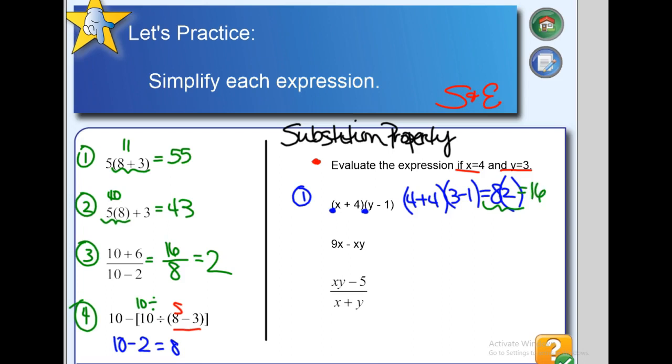Good job. All right, let's try problem number 2. We've got to substitute in our values for x and y, and then we're going to evaluate. Evaluate just means do the math. So we've got 9 times x. We know x is 4. That's going to be given, minus x times y, 4 times 3. Okay? All right, what should we do first?